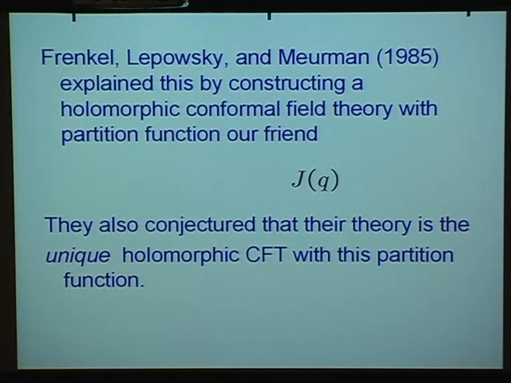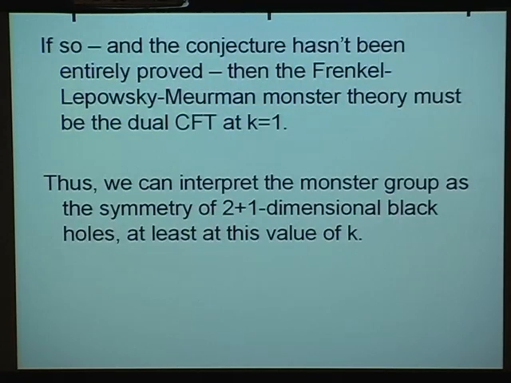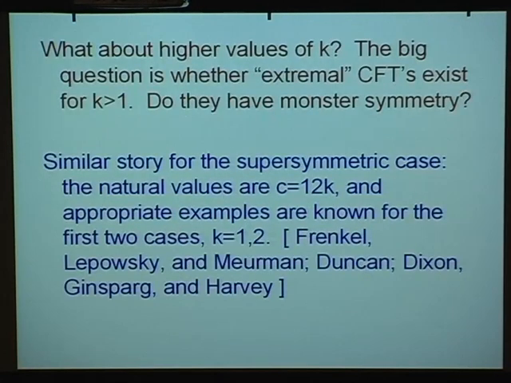70 of them have dimension 1 primaries, which in ADS CFT would correspond not to pure gravity, but to gravity coupled to some gauge fields. So, okay, that's what those 70 theories are. So if we want to do pure gravity, it must be the 71st theory, the monster theory. So we can interpret the monster group as the symmetry of three-dimensional black holes, at least at this value of k. What about higher values of k?